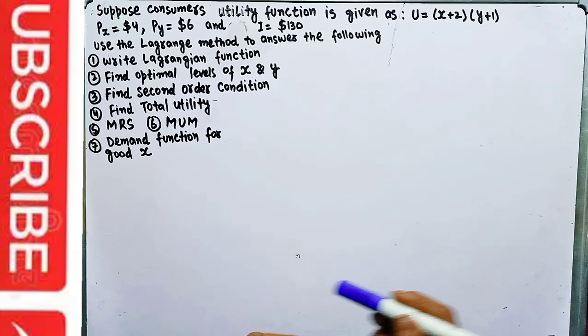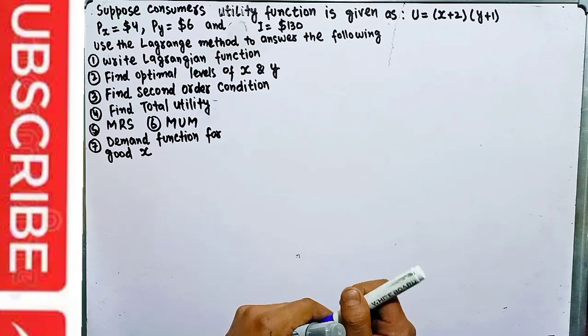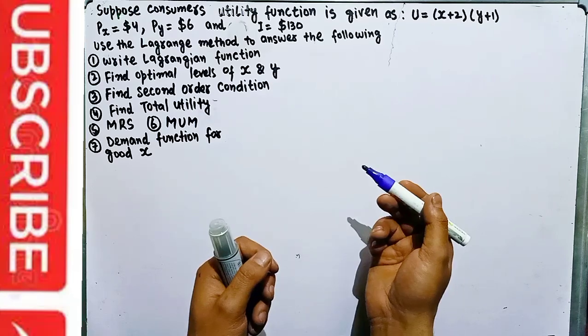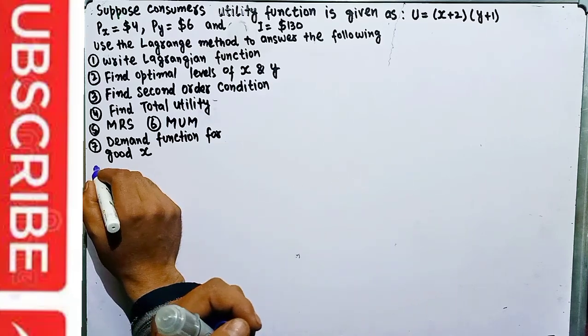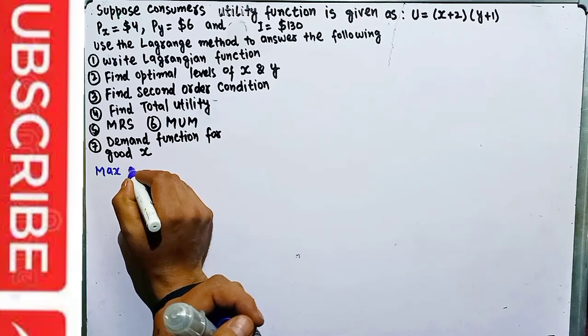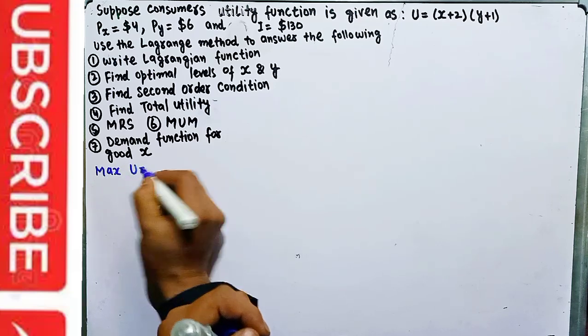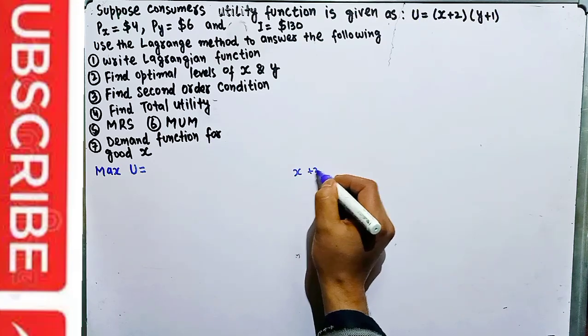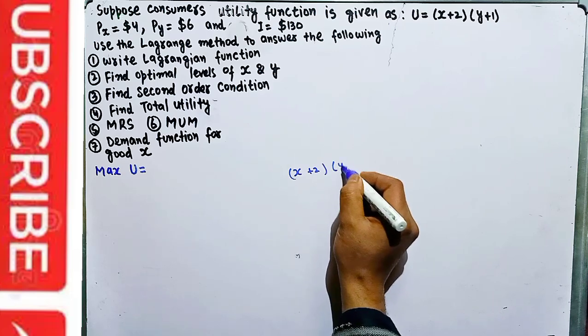So the first thing is what we are being told. We have a maximization problem. That means the consumer wants to maximize the utility u is equal to, and let me rewrite this utility function. We have (x plus 2) into (y plus 1).